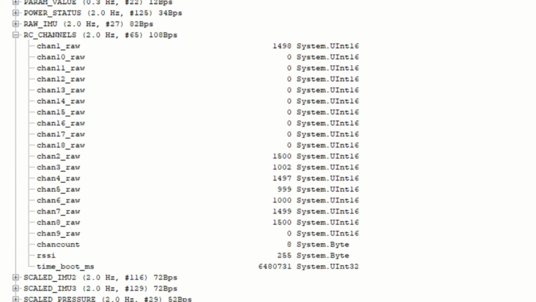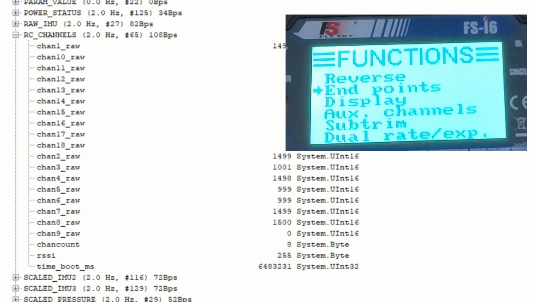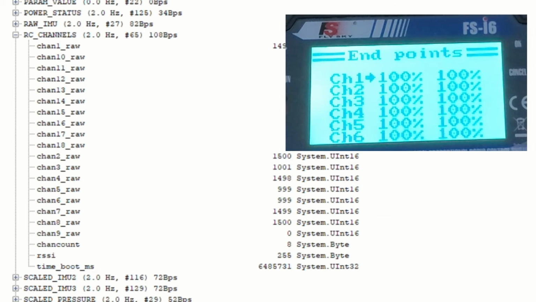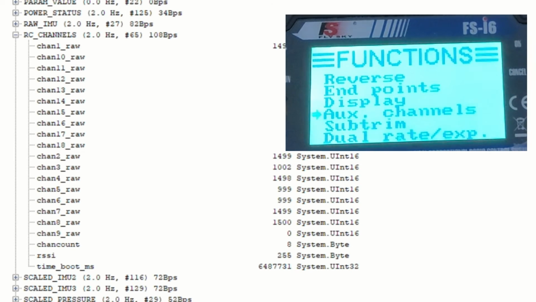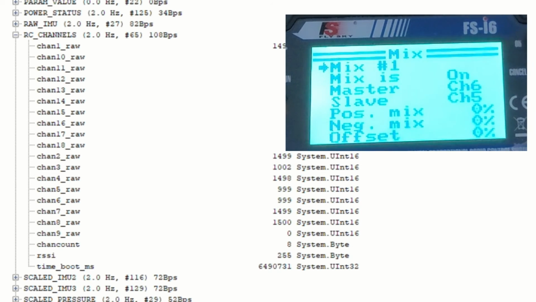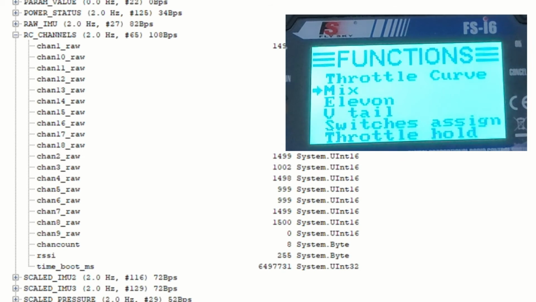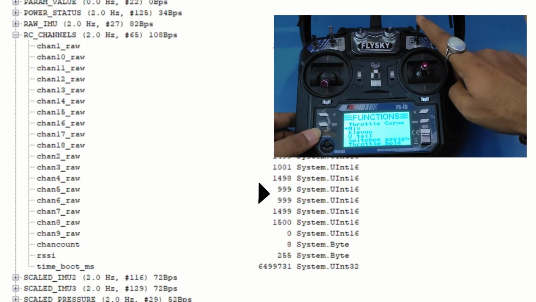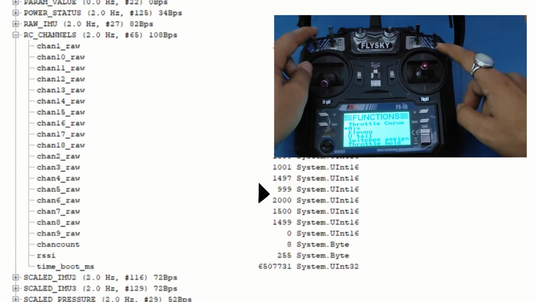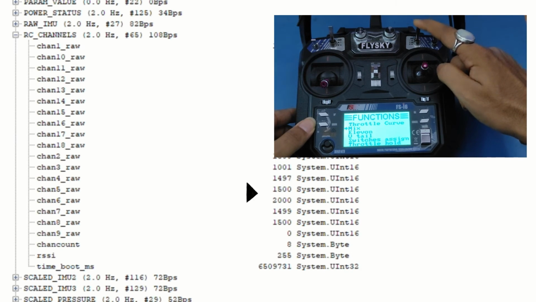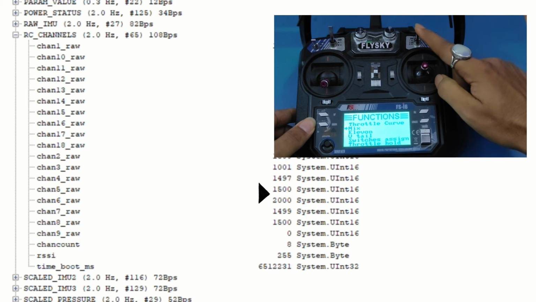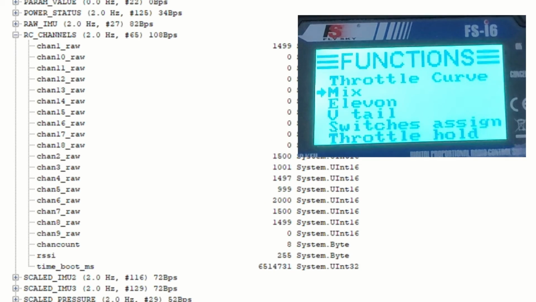You can observe for the setting of plus 10% negative mix and endpoints 100%. When channel 6 is at 1000 value, we achieve 1000, 1450 and 1950 as our values. When channel 6 moves to 2000, the values are unchanged: 1000, 1500 and 2000.